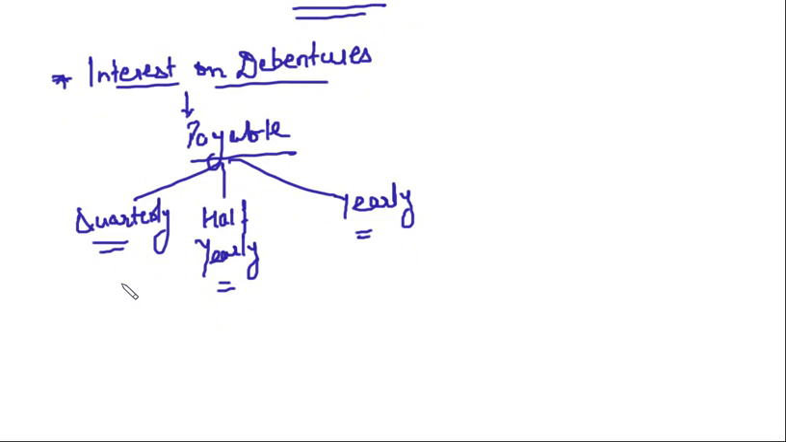Now the journal entries. These journal entries will be passed on the date when the interest is due, interest is payable, and when the interest is paid. Clear? When the interest is payable after half yearly, after 6 months, or after 3 months, quarterly, or after a year. So whenever the interest is due, we will pass these entries at that time. Clear?